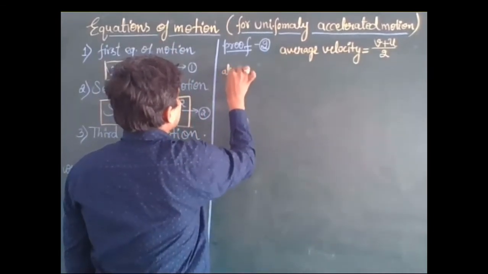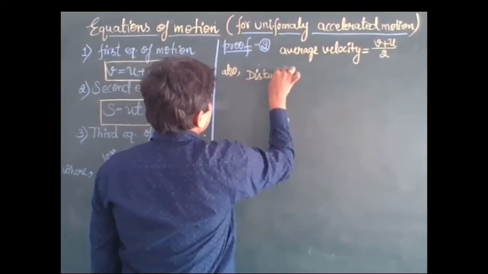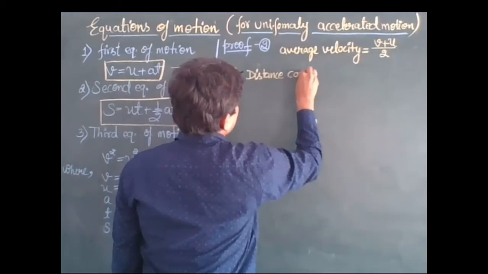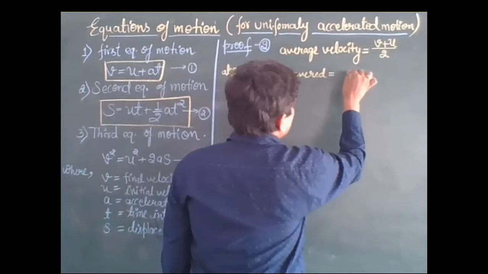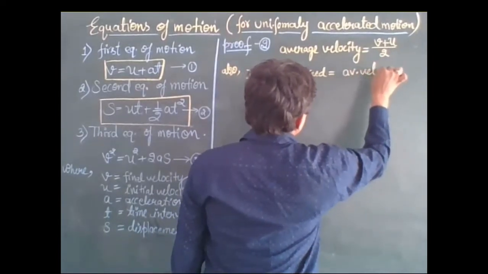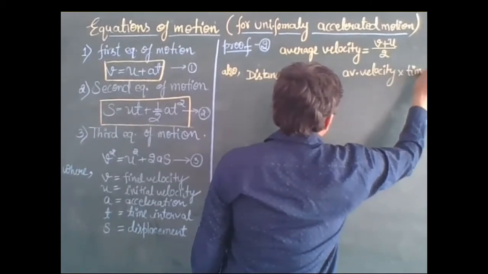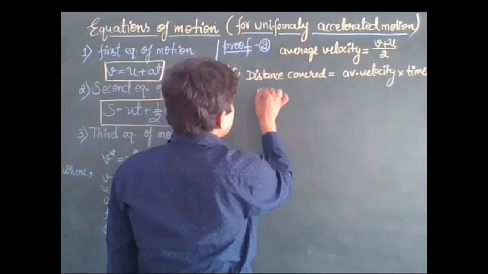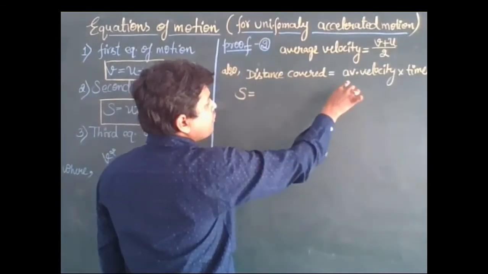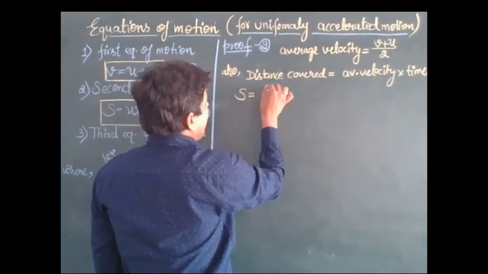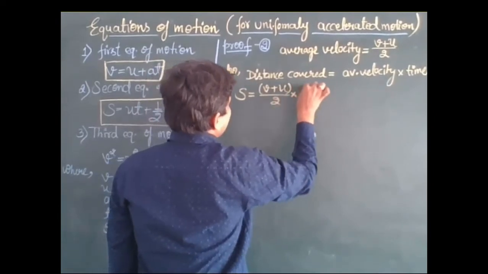Also, distance covered in time t is given by distance is equal to average velocity into time interval. So distance covered means s, and average velocity into time interval, average velocity is v plus u upon 2 and time interval is t.